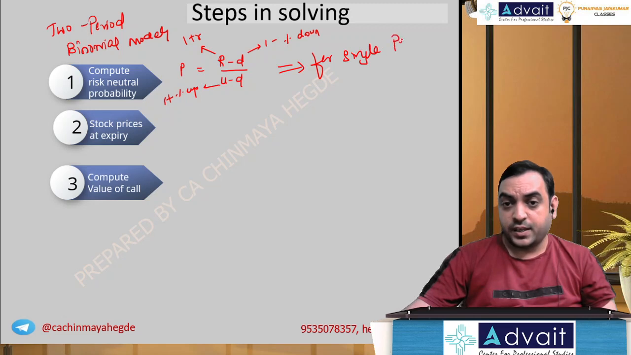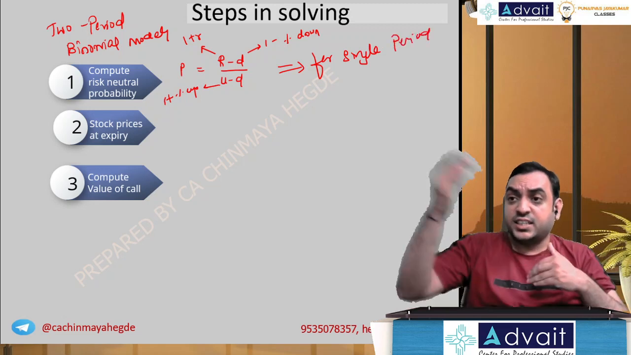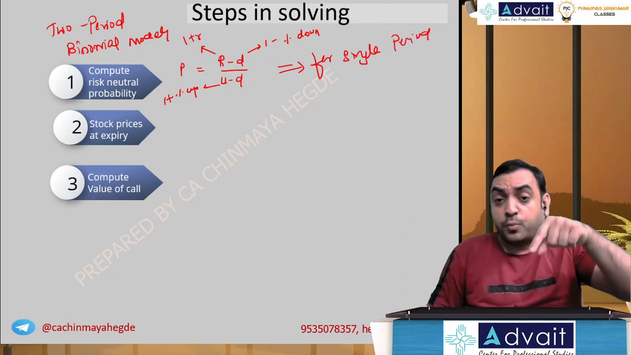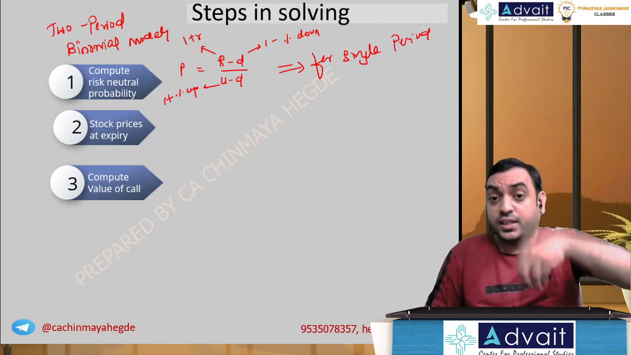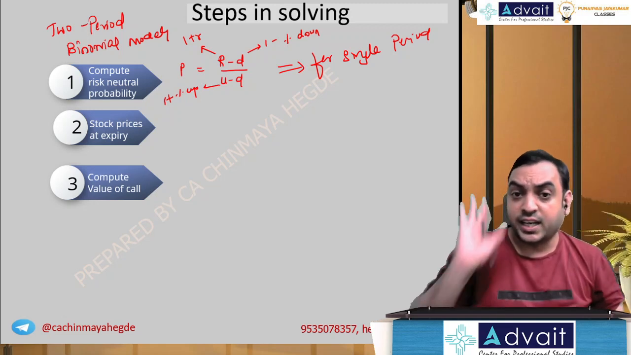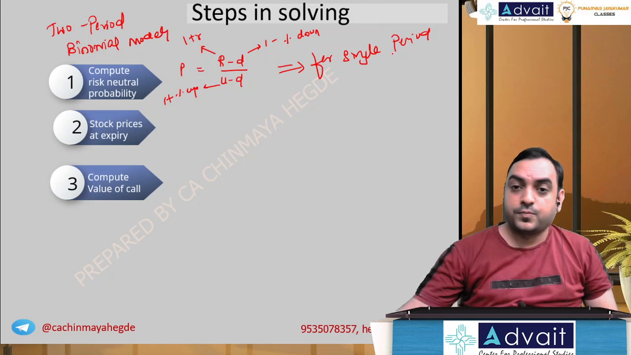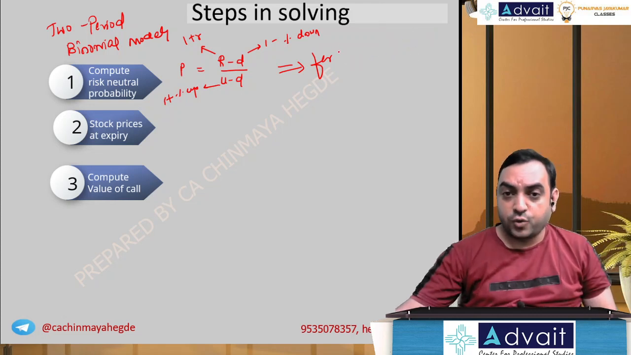For a single period. So if I divide the 6 months into 3 months, 3 months, this probability is applicable one term at a time, 3 months at a time. You should calculate for a single period, for one term.